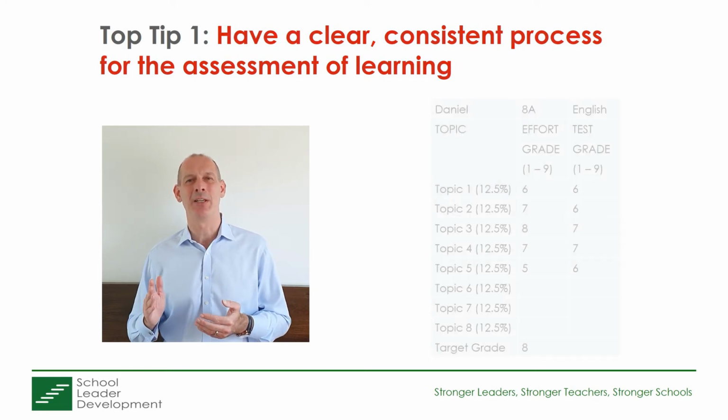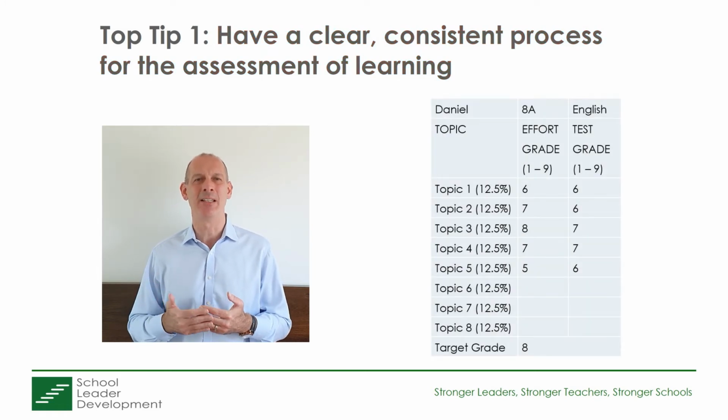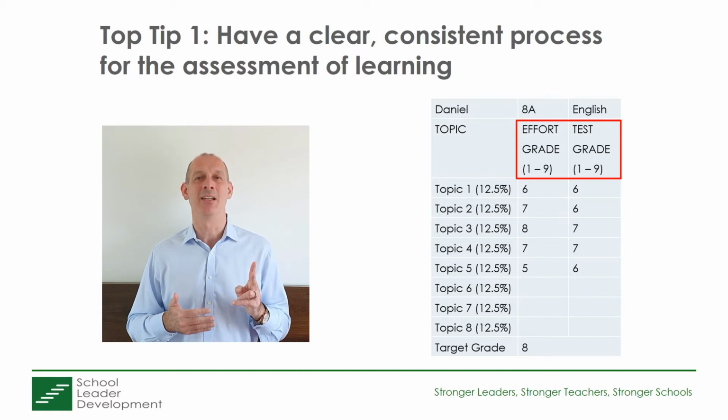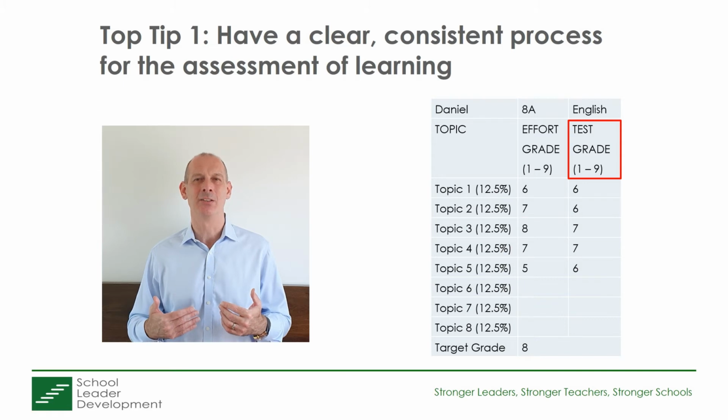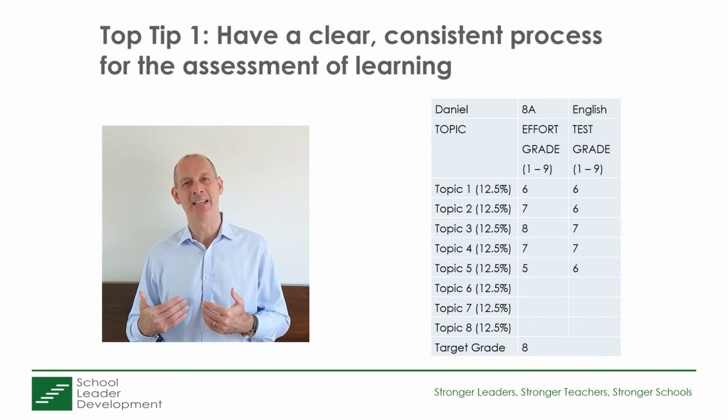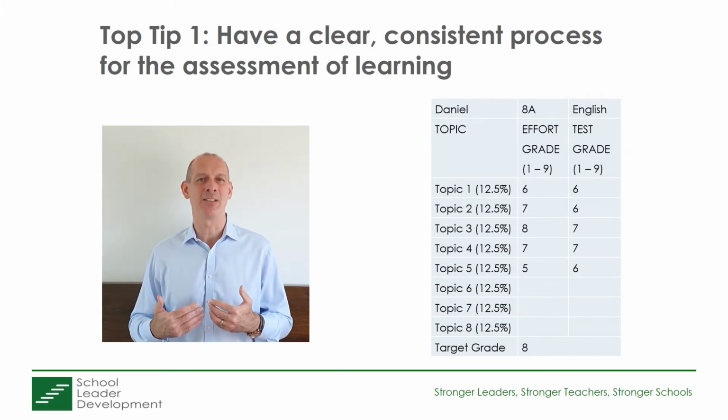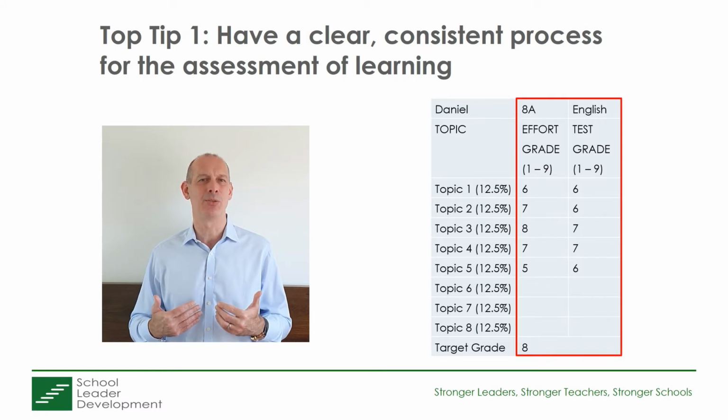At the end of a topic, teachers are usually asked by middle leaders to give 2 grades. An effort grade, how hard the student has worked over the topic, and an achievement grade, the standard of work achieved by the student at the end of the topic. Looking at the assessment grid for Daniel in Year 8, the English end of topic assessment grades in columns 2 and 3 are crystal clear.